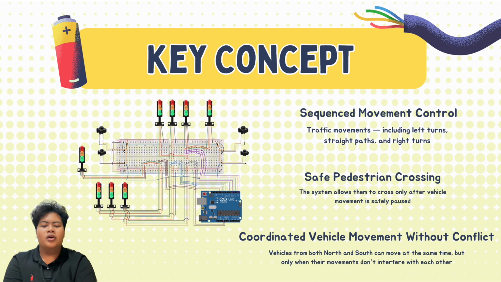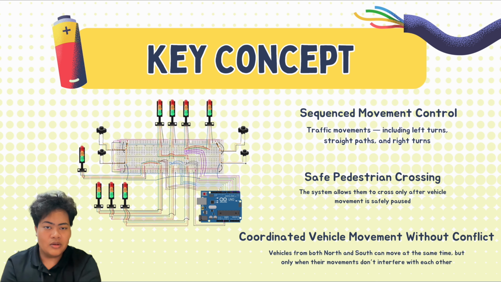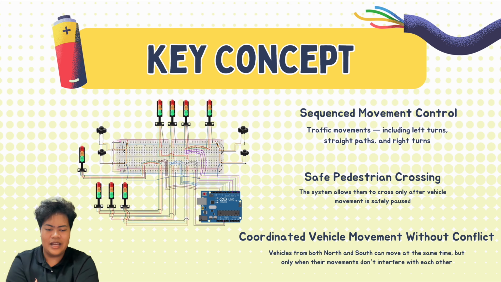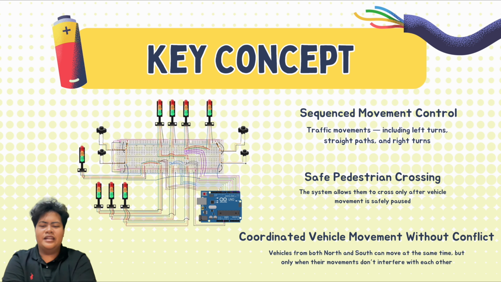Third one, coordinating vehicle movement without conflict. Vehicles from both north and south directions are allowed to move at the same time. But the system ensures that no movement overlaps in a way that could cause a collision.